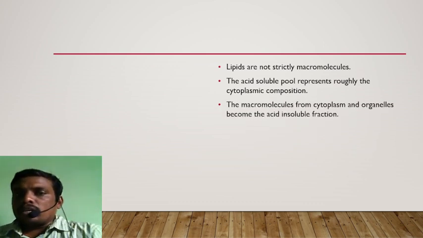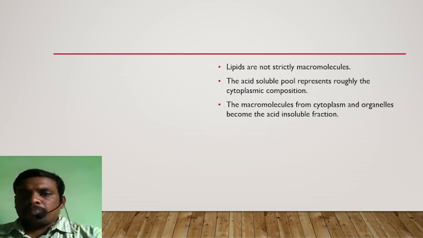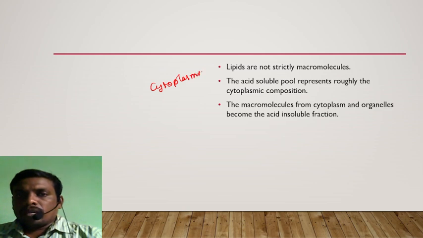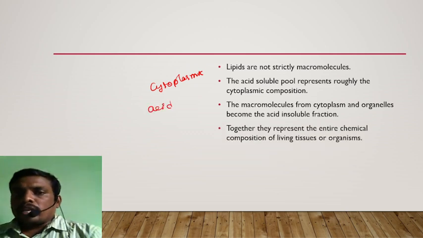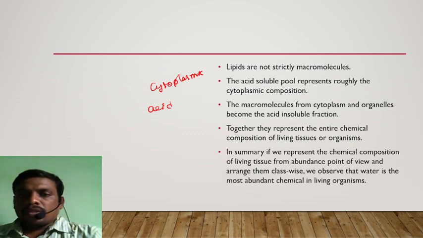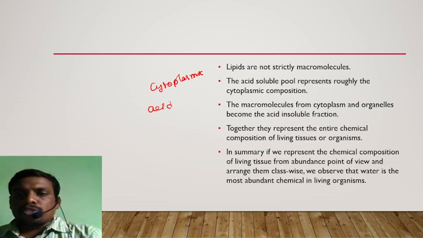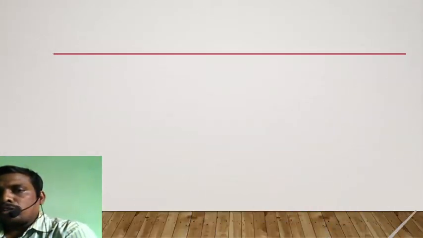The acid soluble pool represents roughly the cytoplasmic composition, and the macromolecules from cytoplasm and organelles become the acid insoluble fraction. Together they represent the entire chemical composition of living tissues or organisms. In summary, we represent the chemical composition of living tissue from the abundance point of view and arrange them class-wise. We observe that water is the most abundant chemical in living organisms, in the human body up to 90%, 70 to 90%.